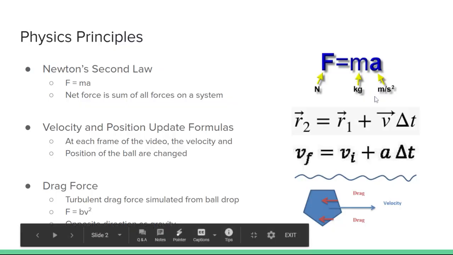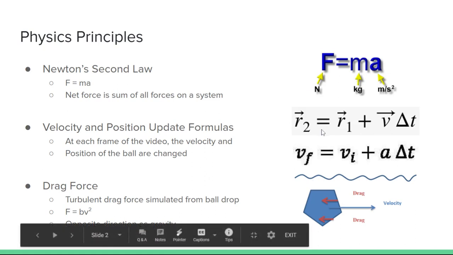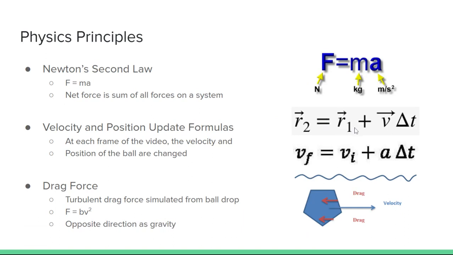The first is Newton's second law, which describes force as a product of mass and acceleration. It also states that a net force is equal to the sum of all individual forces in a system. The velocity and position update formulas detail how a specific final position and velocity can be calculated based off of the initial position or velocity plus the value times the change in time. And this is applicable to each individual frame in the video, which acts as a time interval.